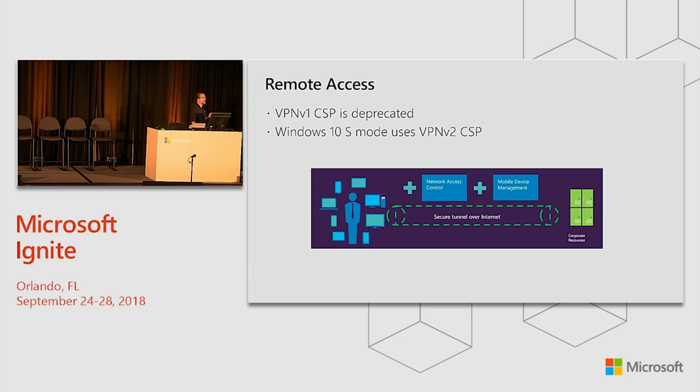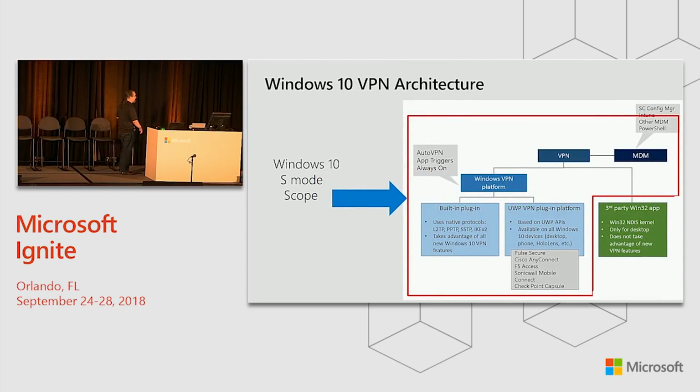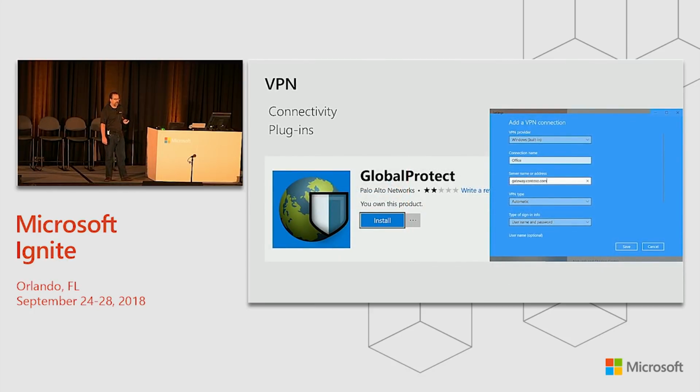This is going to be especially a concern with VPN software. How many of you out there still use 32-bit VPN software? Okay, S mode, the scope for VPNs in S mode is going to be limited to the built-in plugin or the Universal Windows plugin model, which most of our major VPN vendors actually plug into. For example, at Microsoft, we use Palo Alto Global Protect, and that's how we access our corporate network.